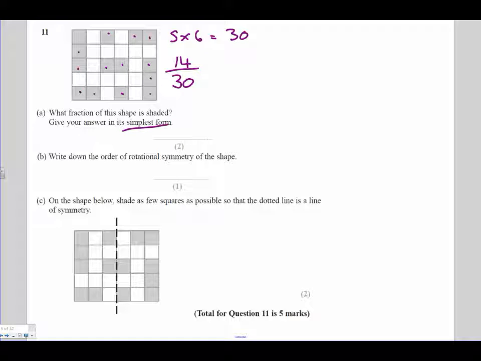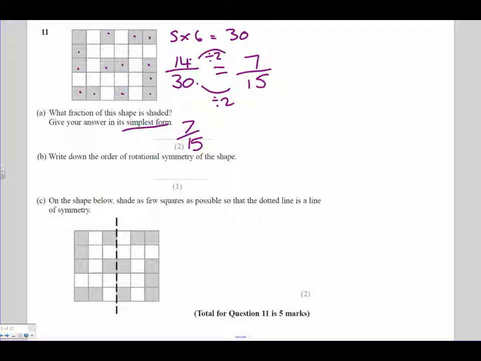However, it's asking for it in simplest form. In other words, can we divide the numerator and the denominator by the same number? Well, yes, we can. We can divide both by 2. So 14 divided by 2 is 7. 30 divided by 2 is 15. Can it be simplified again? Well, no, because 7 is a prime number and it doesn't go into 15. So we can stop our calculation there. So in its simplest form, it's 7/15 shaded.